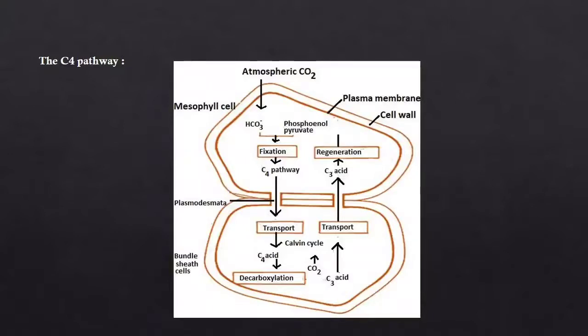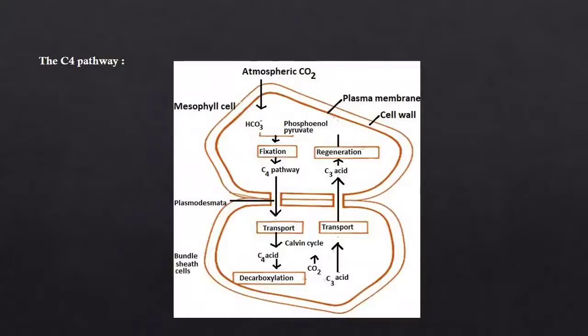Now, if I have to explain in brief about the C4 pathway, let's go into that detail. C4 plants like maize and sugarcane have a special type of leaf anatomy. They tolerate higher temperatures. In this pathway, oxaloacetic acid is the first stable product formed. It is a 4-carbon compound, hence called the C4 pathway. You can also term this cycle the Hatch and Slack cycle.